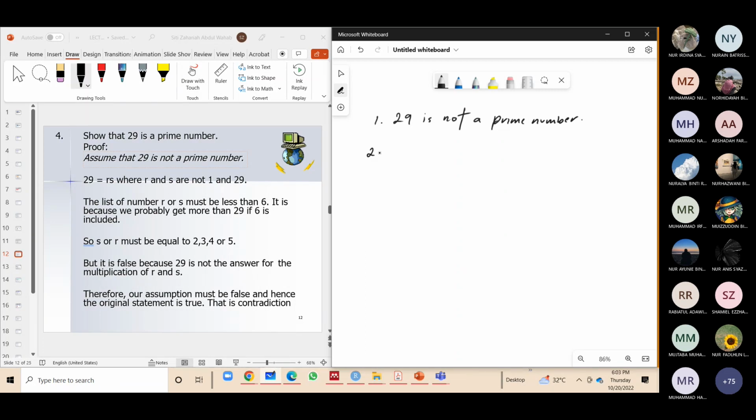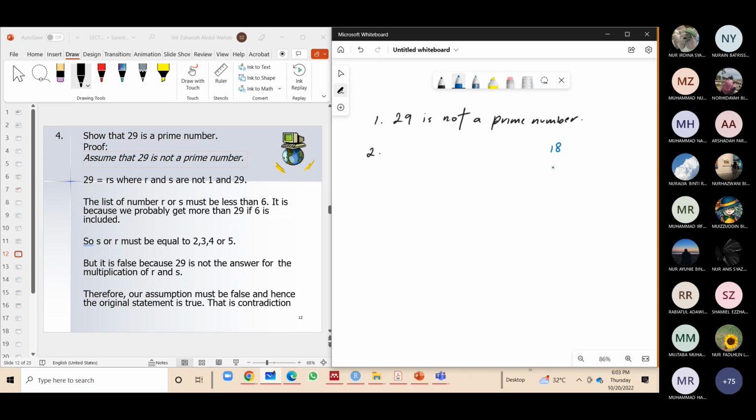Okay, 29 is not a prime number. We know that a prime number is a number that can be divided only by 1 and itself. So if 29 is not a prime number, there must be other numbers besides 1 and 29 that, when we multiply, we get 29. Did you get me?